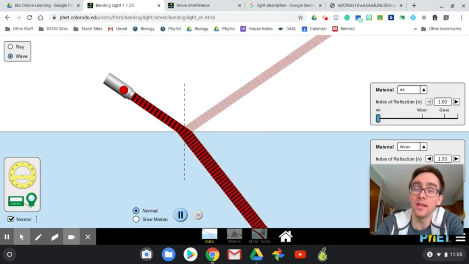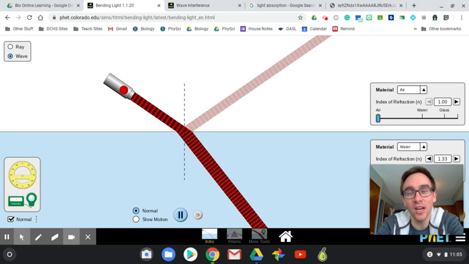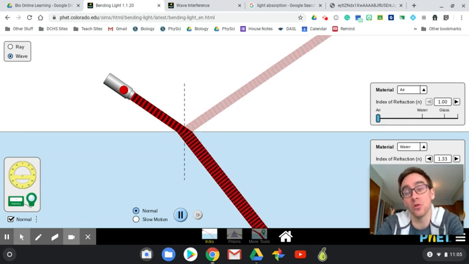Now, when waves go into an object, when they change mediums or change materials, in this one, the wave is going from air into water.